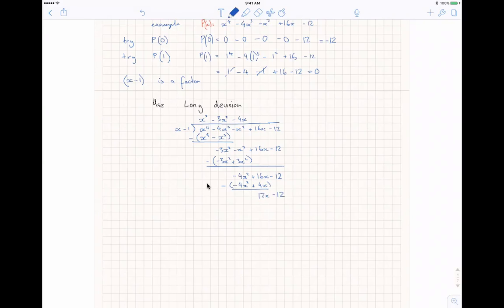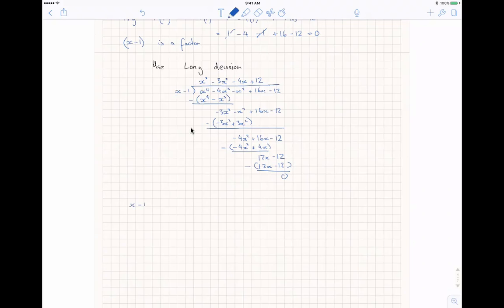Bring down the 12. What do we need to multiply x by to get 12x? It is 12. Multiplying through, 12x minus 12. And when we subtract those, we get 0, which is what we wanted. Remember that if we don't get 0, then something's gone wrong in our long division. Right, so now we have a cubic factor and our first linear factor that we discovered earlier.